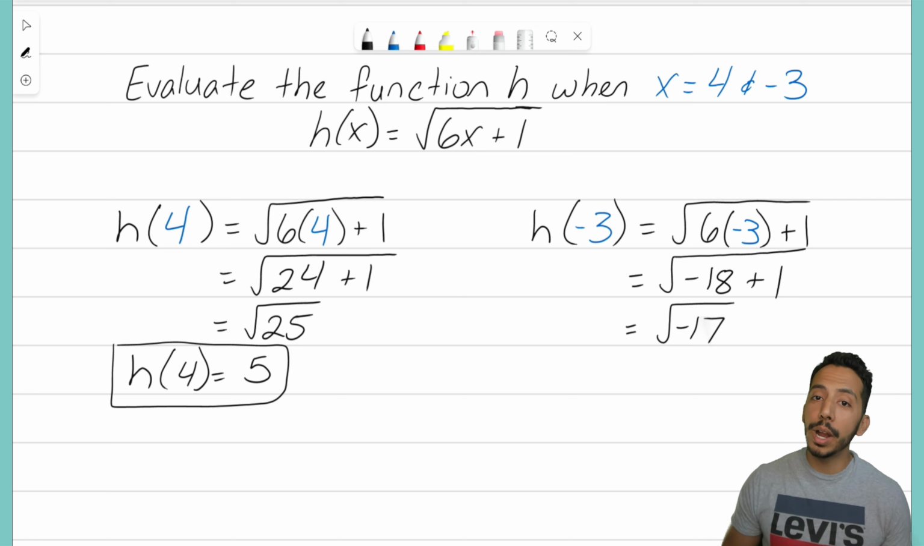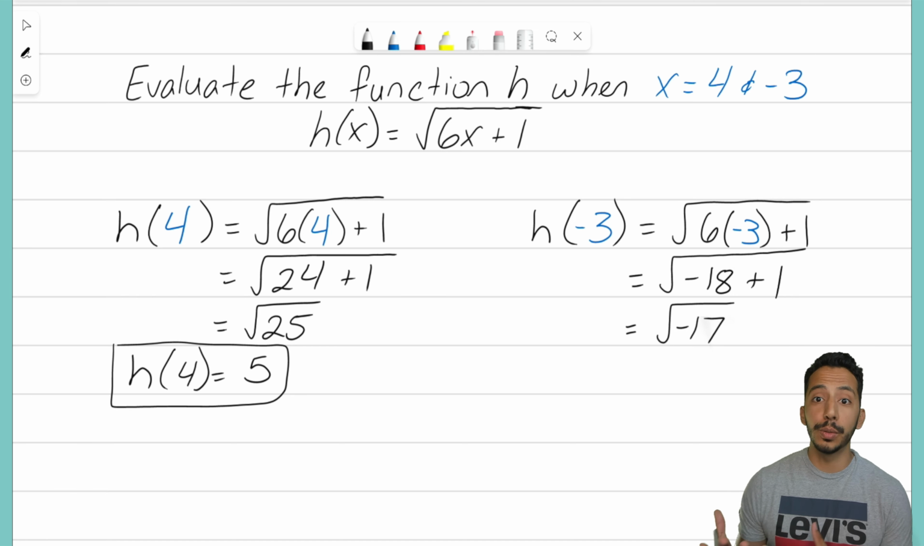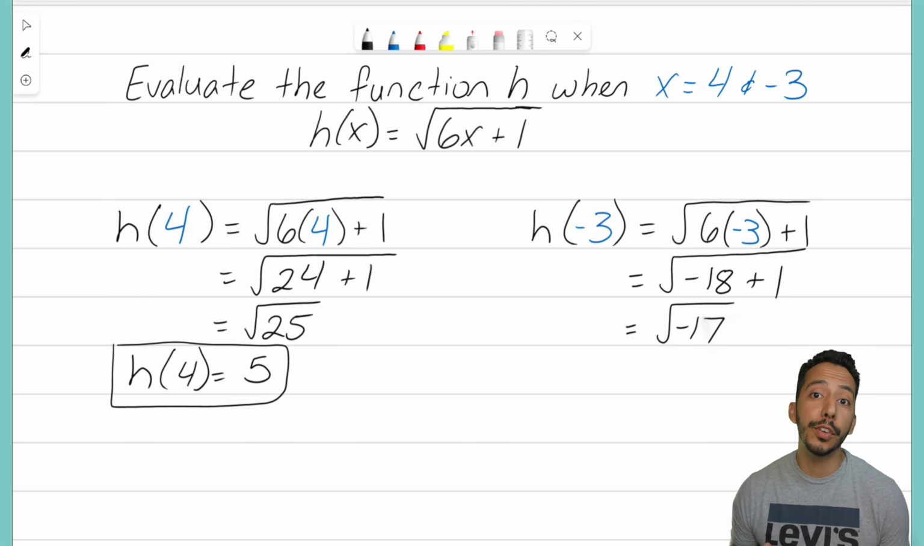So now we're at the point where I want the square root of negative 17. And unfortunately, this is where this problem breaks down. We cannot take the square root of a negative number. It is impossible to know the square root of negative 17. There's no way for us at the moment to figure out that value.